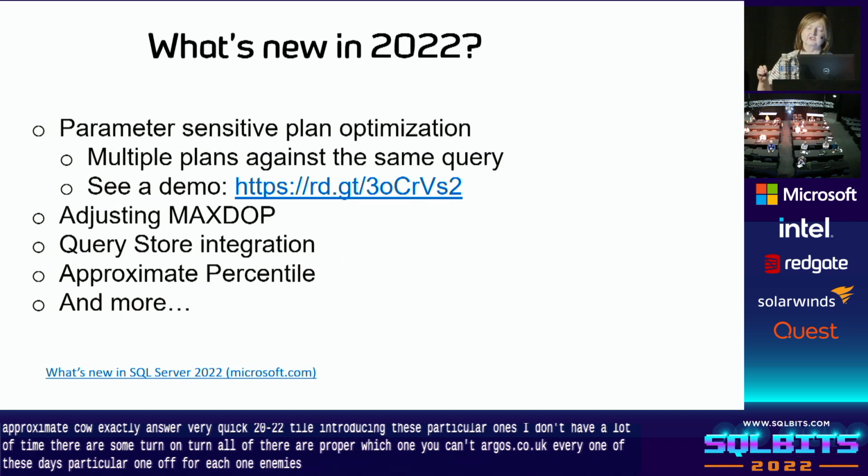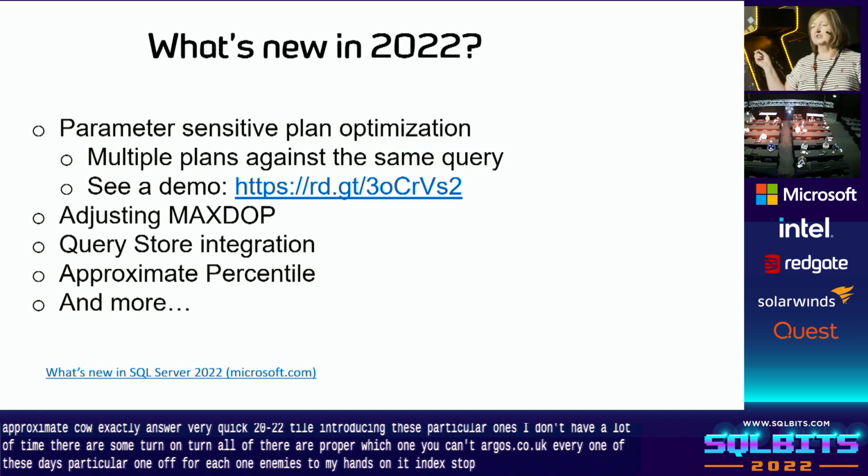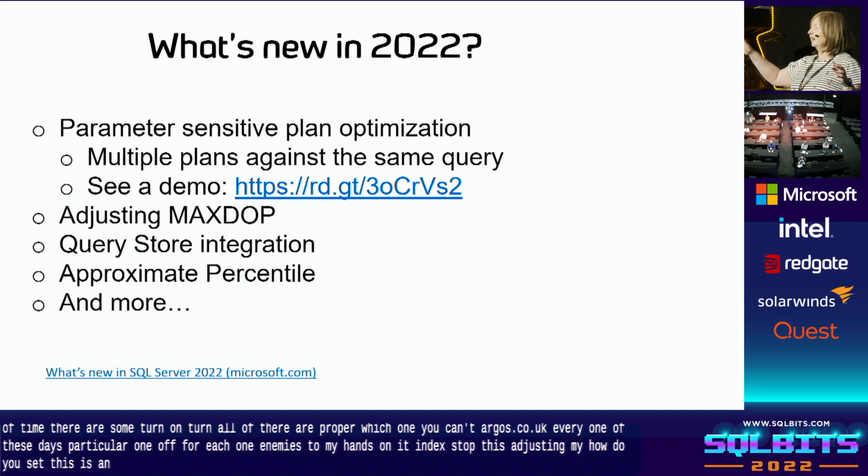All right, so 2022, my favorite, I can't wait to get my hands on it and demo it: parameter-sensitive plan optimization. This is similar to that first one I showed you. This is that problem where sometimes you have a clustered index scan and sometimes you have a seek and a lookup. Do you guys know what I'm talking about with parameters? This takes care of that. So that's coming up. Adjusting max stop. So for you DBAs out there, max stop, like how do you set it? This is an adjustment. I'm not sure if I've seen it demoed. I can't remember. I would guess it's per query.